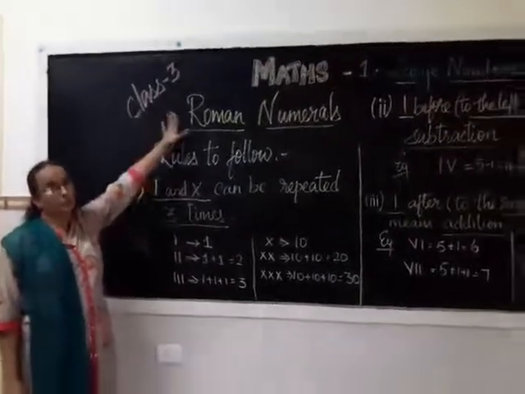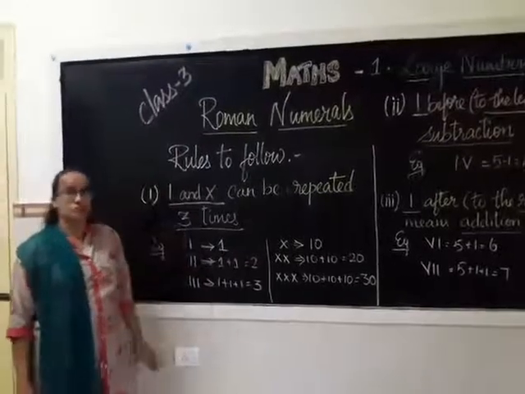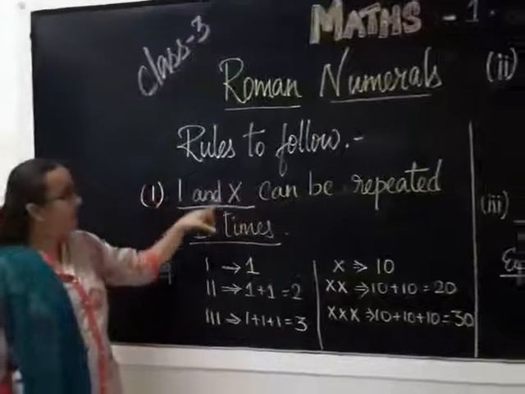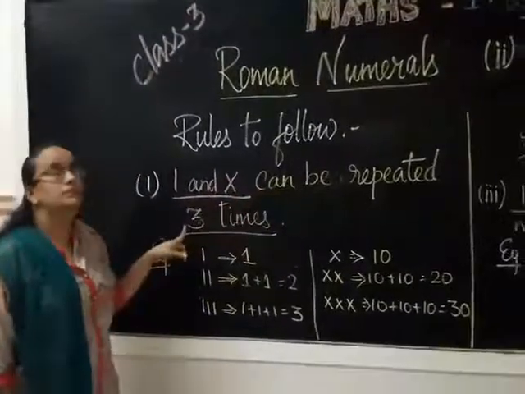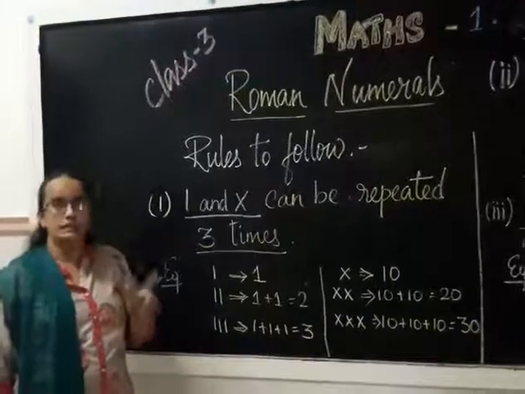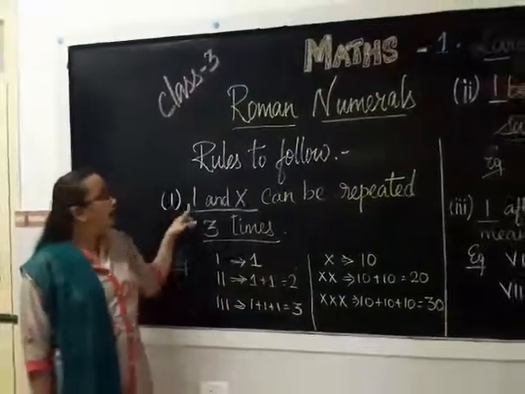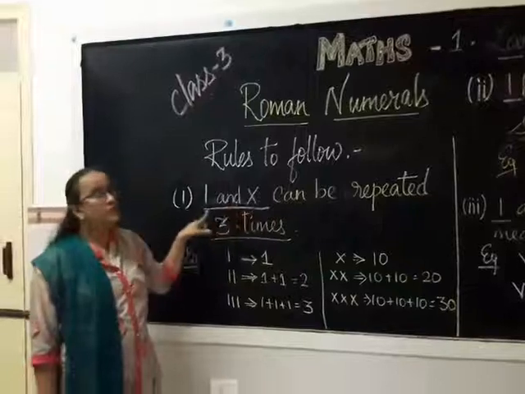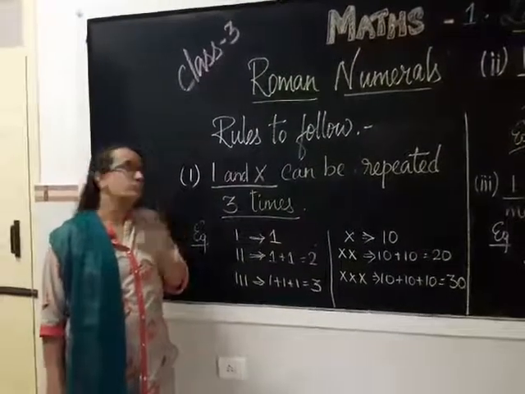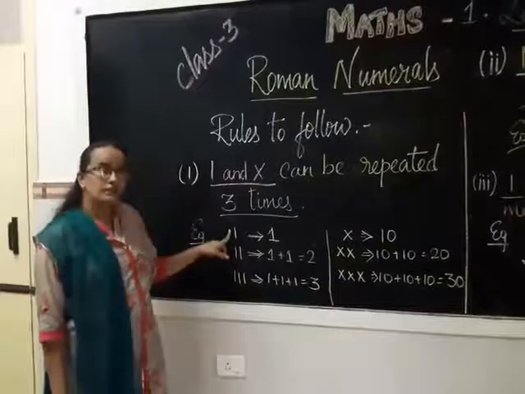Okay children, now I am going to teach you how we can write the Roman numerals. To write the Roman numerals, we have to follow certain rules. So the first rule is: I and X can be repeated 3 times. I told you the 7 symbols. In those 7 symbols, I and X can be repeated 3 times. You can write 3 times, not more than that. Okay, so see the examples.